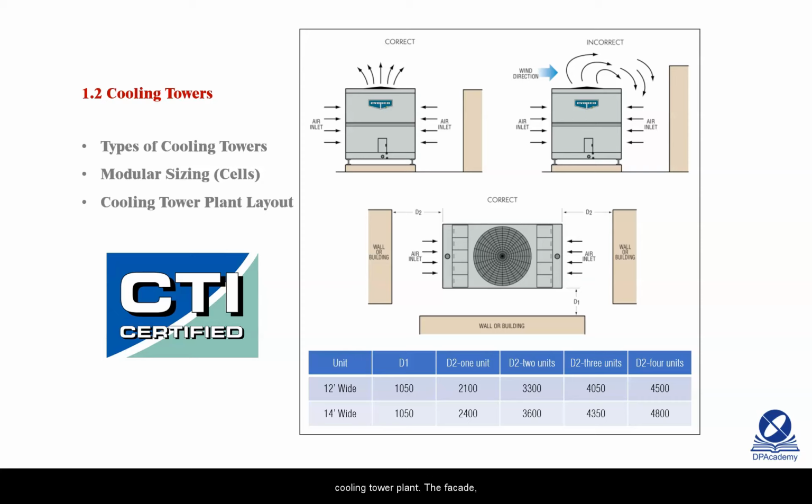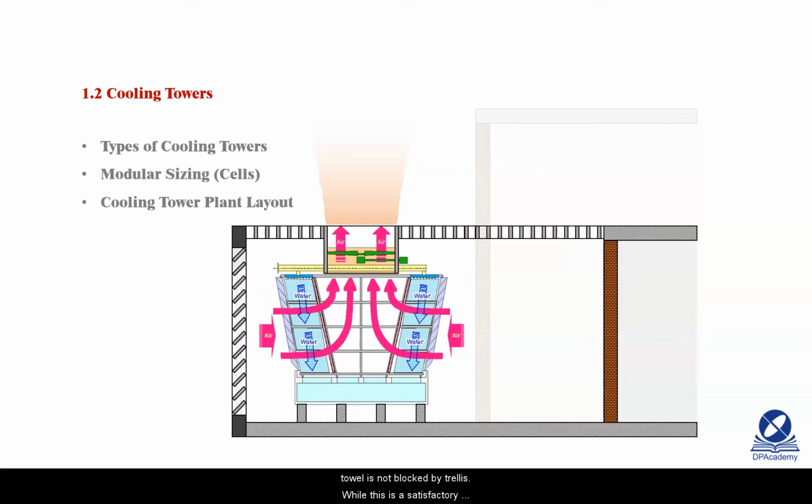Also note that the discharge of the cooling tower should not be blocked, and adjacent structures should not be taller than the cooling tower, as prevailing winds would make the air short circuit. Having this knowledge, an architect can now plan for a cooling tower plant.